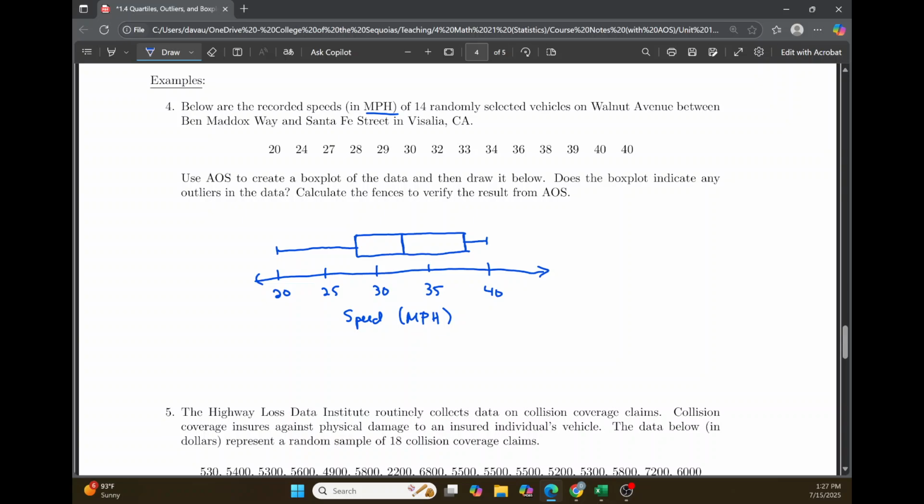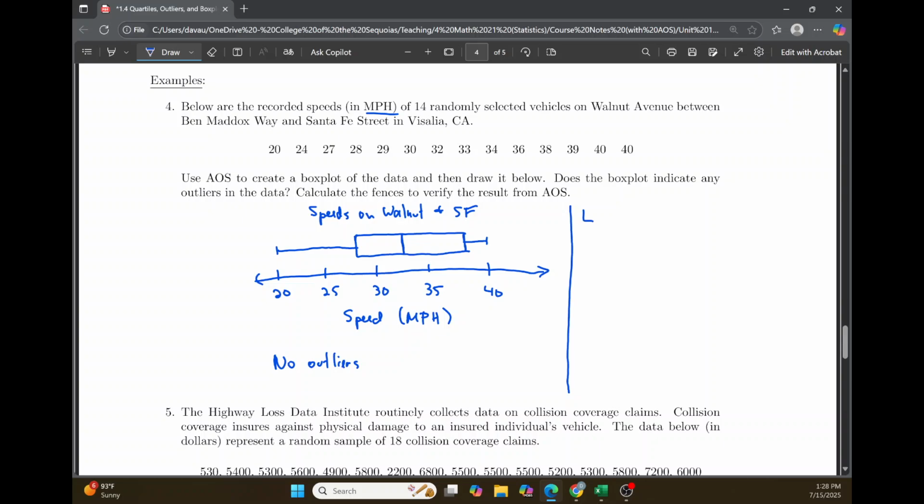You could call this Speeds on Walnut and Santa Fe. Just abbreviate. Okay. Clearly there are no outliers here. But we're being asked to verify that. It says calculate the fences to verify the result from Art of Stat. So let's do that.